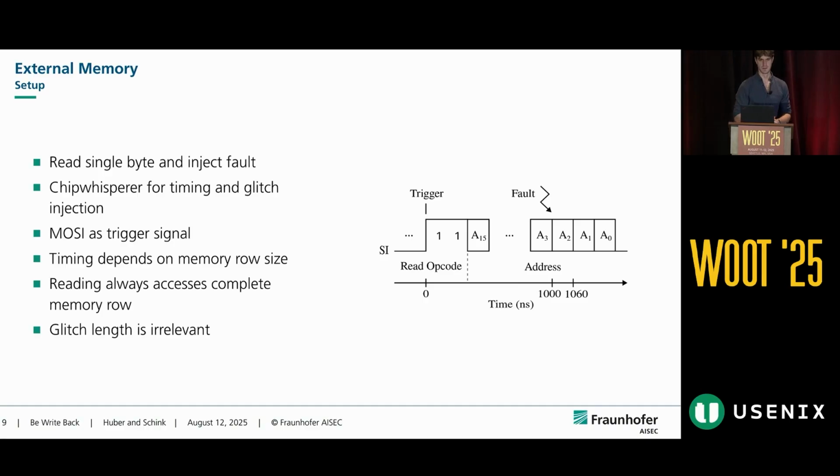Now, the timing when you want to apply your fault depends on the physical memory row size of your device. Because usually, even if you only read a single byte from the memory, internally it opens a complete memory row that is, for example, 8 bytes wide. And as already said, the glitch length is irrelevant, so you just have to make sure that your device depowers.